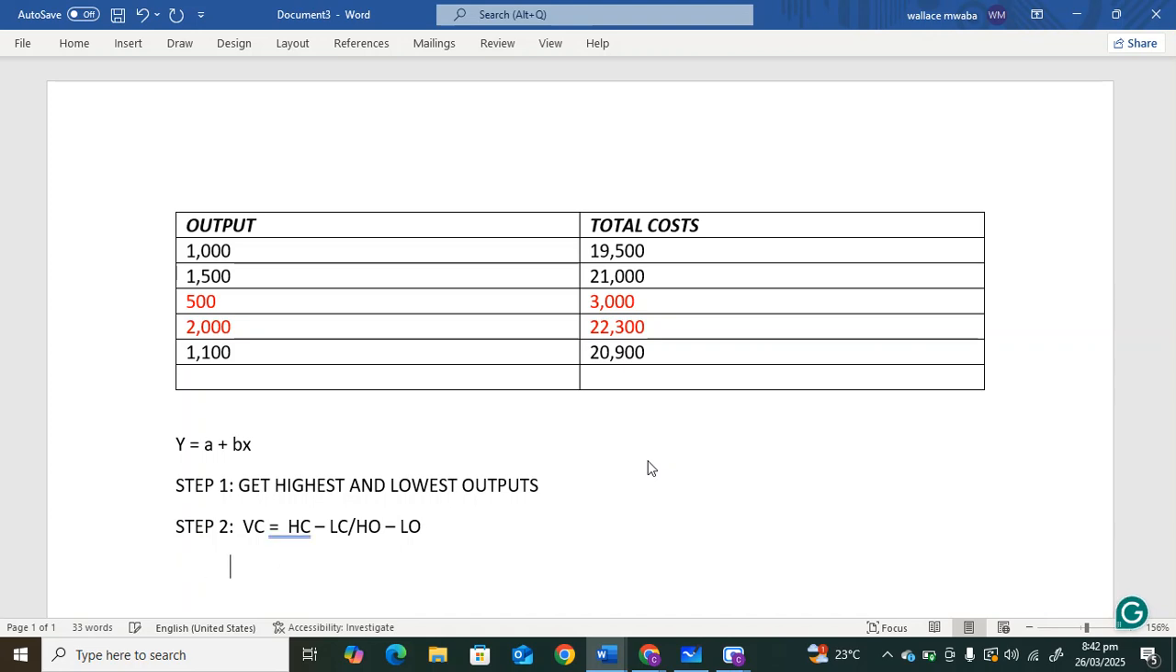Okay. So our highest cost is 22,300 minus our lowest cost, 3,000. Our highest output, 2,000 units, minus our lowest output, 500 units. So 22,300 minus 3,000, what do we get?